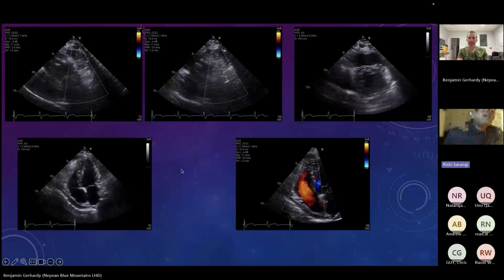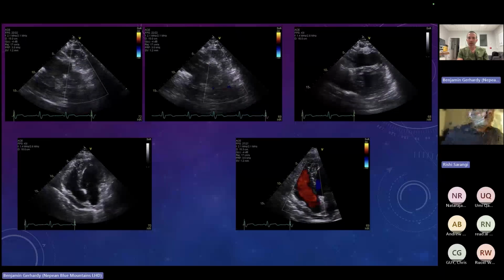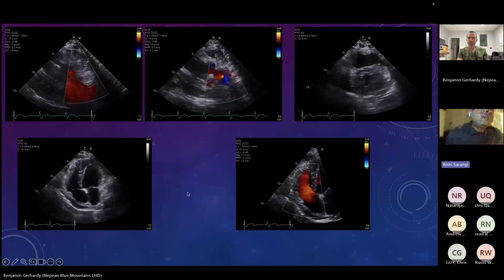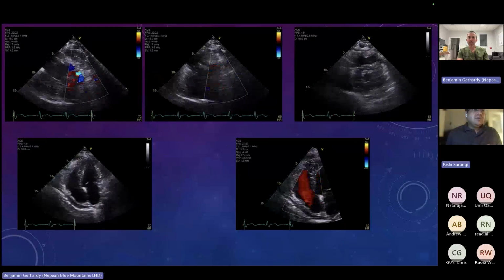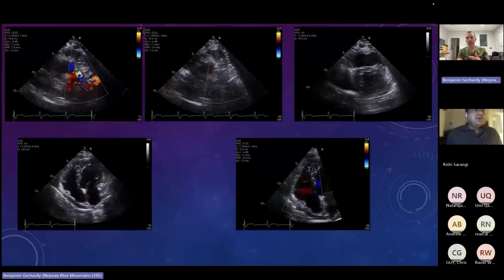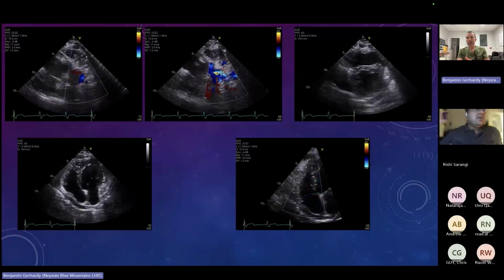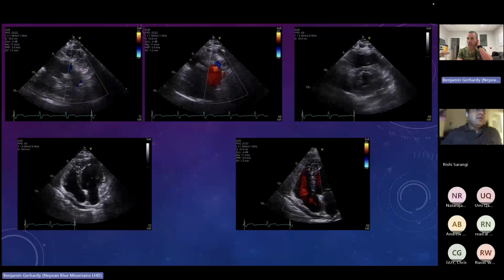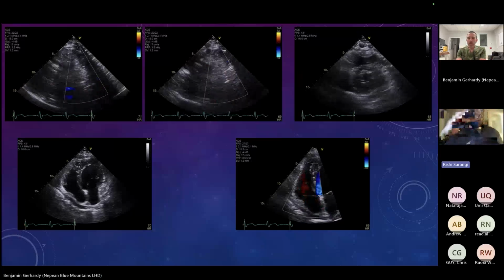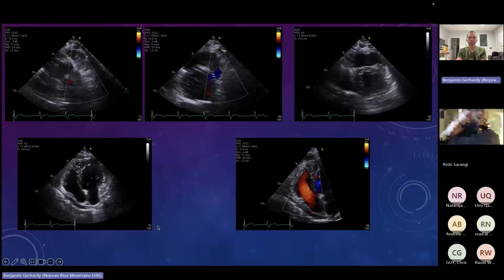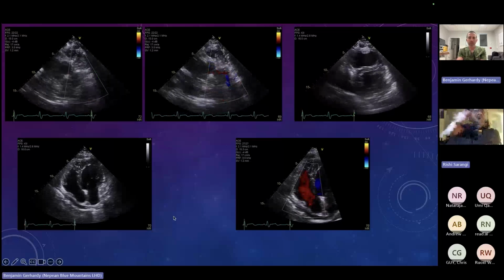Yeah, it becomes a bit smudged with the plane moving, with the probe moving, but there's definitely a turbulent flow in that area. Absolutely. And does it look like it's turbulent flow that's in the RVOT or turbulent flow that's on the other side of the pulmonary valve? I can't say it properly because in systole, it moves out of the plane. Fair enough. Can't exactly say it.